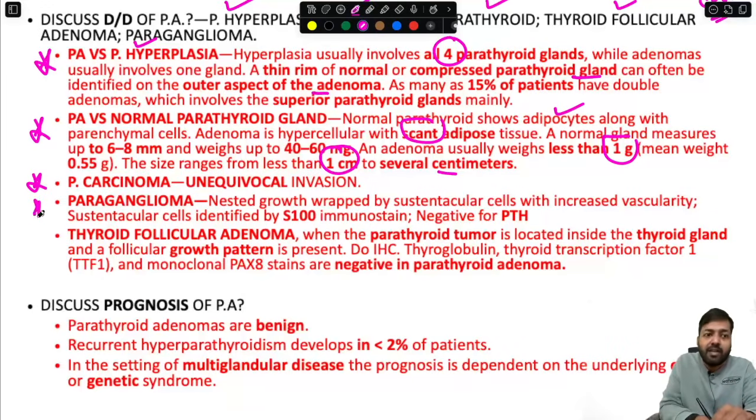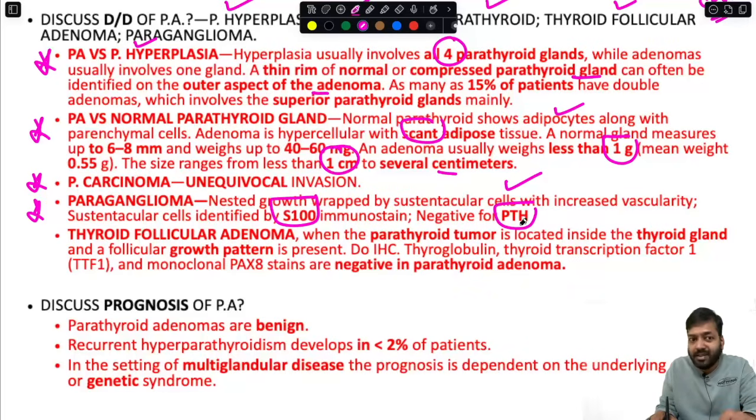Then how do you differentiate from paraganglioma? Paraganglioma shows nested growth wrapped by sustentacular cells with increased vascularity, and these sustentacular cells are positive for S100. And remember, the paraganglioma cells are negative for parathormone, PTH.